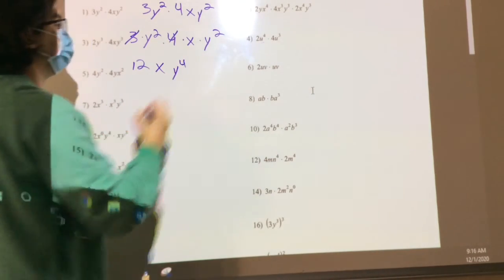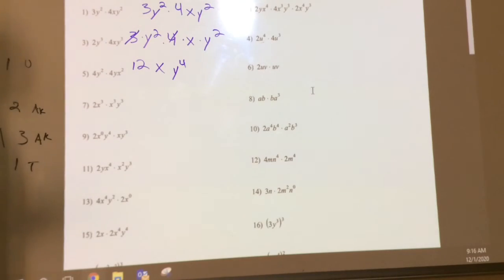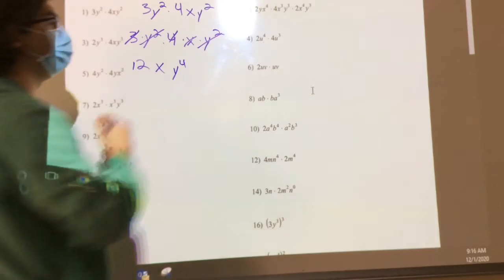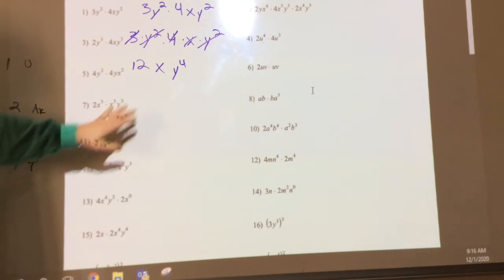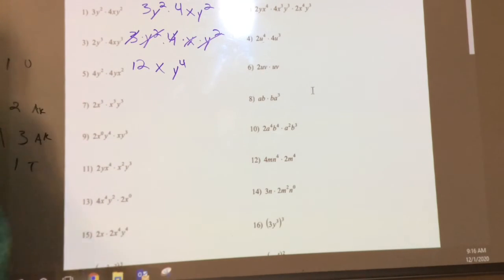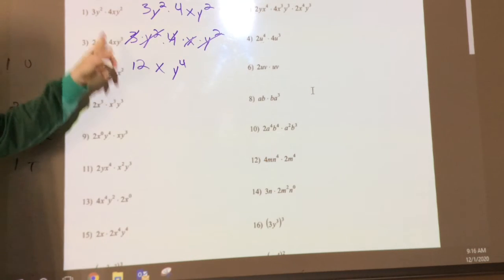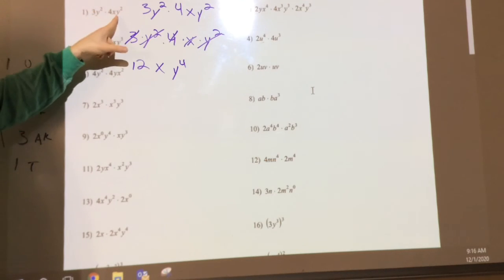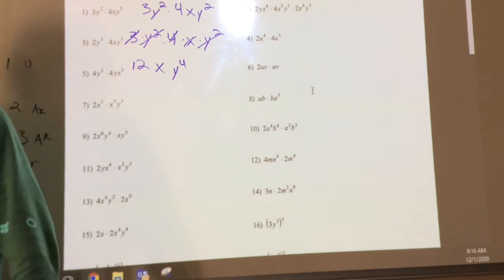And do we have anything to do with our x? No. Wait, yeah, no. There's only one x, right? Yeah. So there's only one x. Can I add anything to it? No. Now here's why I wrote it this way. I like to write mine in alphabetical order. You do not have to. 3 times 4 gave me 12. One singular x. Y squared times y squared gave me y to the 4th.